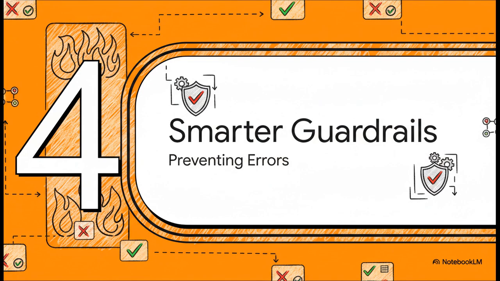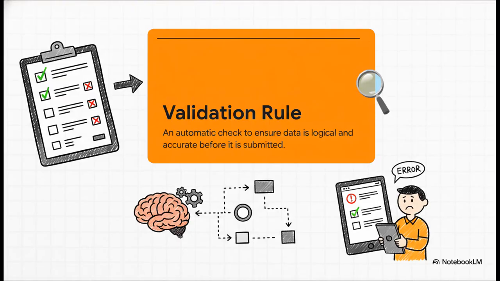But we can get even smarter than that. See, it's not just about making it easy to enter good data. We want to make it hard, practically impossible to enter bad data. This is where we start building some real intelligence into the form. I like to call them digital guardrails, and they stop errors before they can even happen. So how do we do that? We use something called a validation rule.